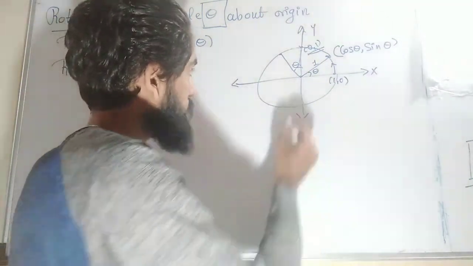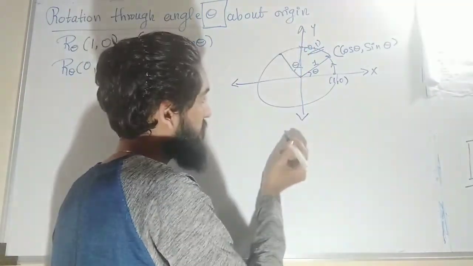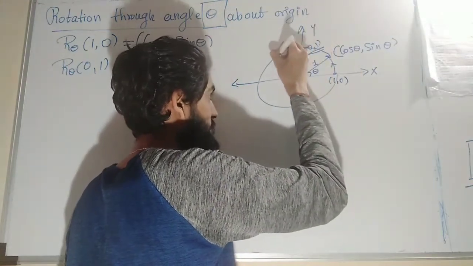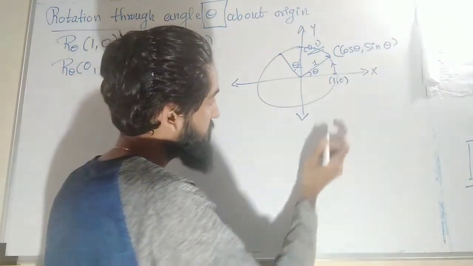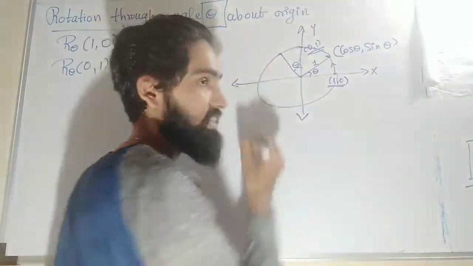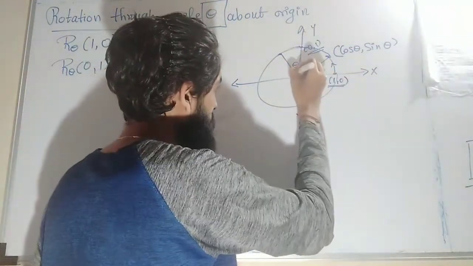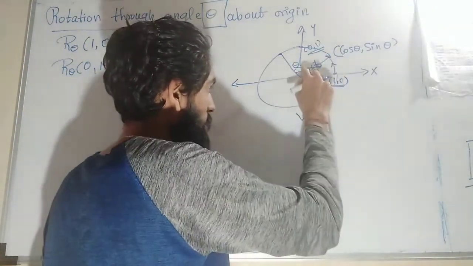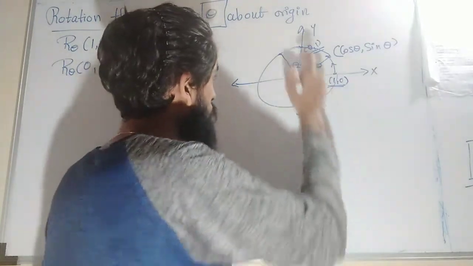But if you see, this point is the same as rotating this point by 90 plus theta. Correct? So it is identical to moving my (1, 0) to 90 plus theta. So I know this angle is nothing but 90 plus theta. Correct? So how could I find this?